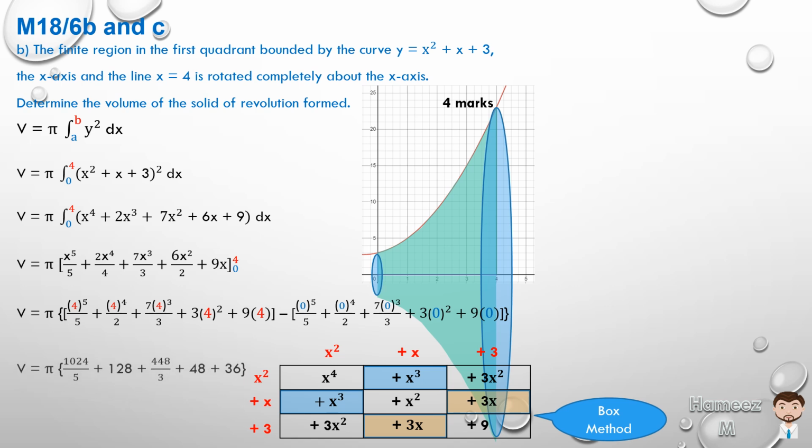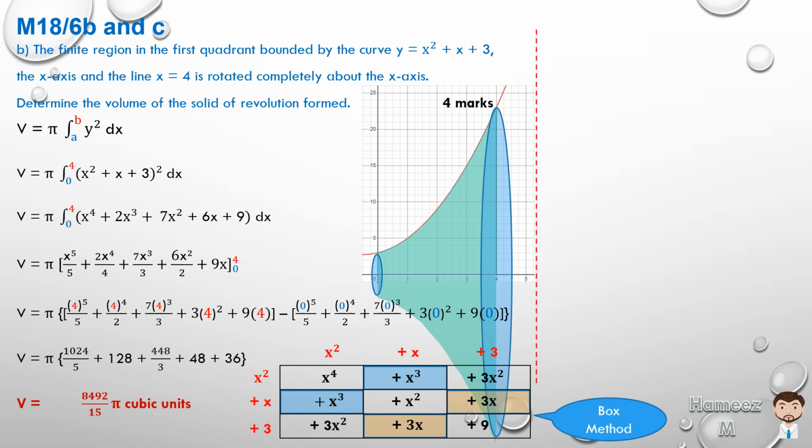So volume is equal to pi times 4 to the 5th is 1024 over 5 plus 4 to the 4th divided by 2, which would be 64 times 4 divided by 64 times 2 is 128, plus 4 cubed is 64 times 7 is 448 divided by 3, plus 4 squared is 16, 3 16s are 48, plus 9 4s are 36. Volume is equal to 8,492 over 15 pi cubic units.